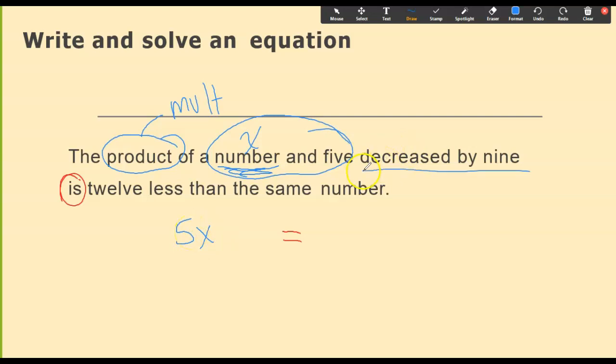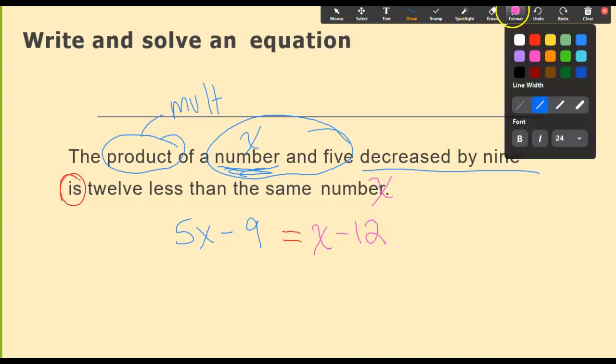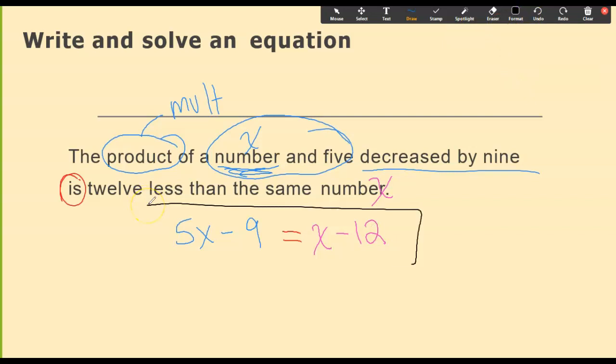Now all of that is decreased by 9. Decreased, am I going up or down? Down. So am I adding or subtracting? So minus 9. And all of that is equal to 12 less than that same number. Well, that same number we said was going to be x. How can I write 12 less than that? I need to take away 12. 12 less than. That's a subtraction word. Build your equation. There it is.